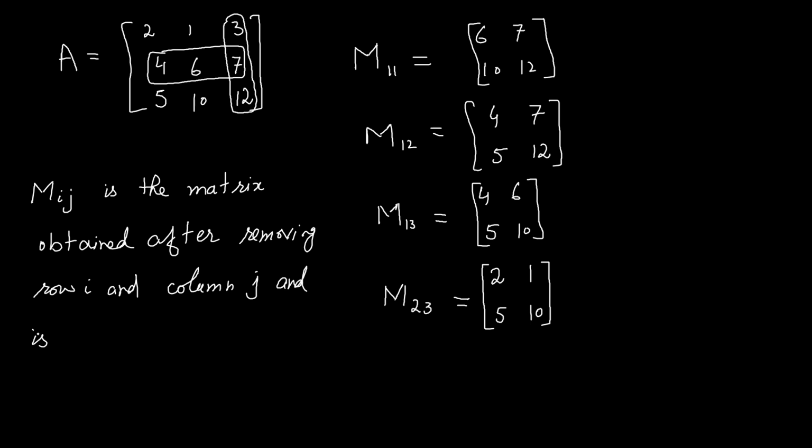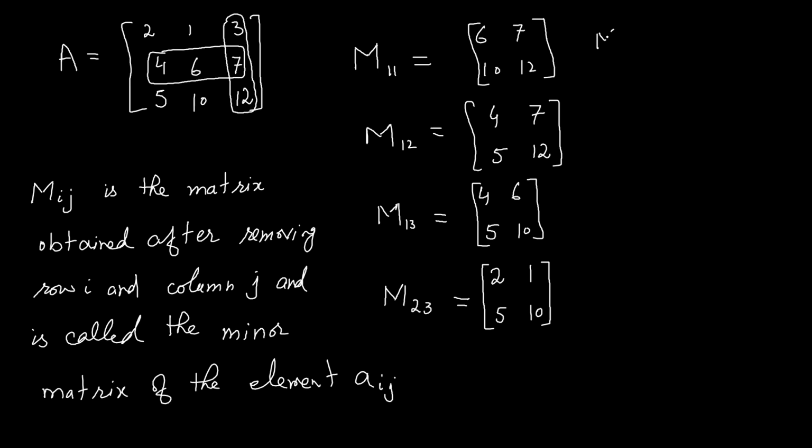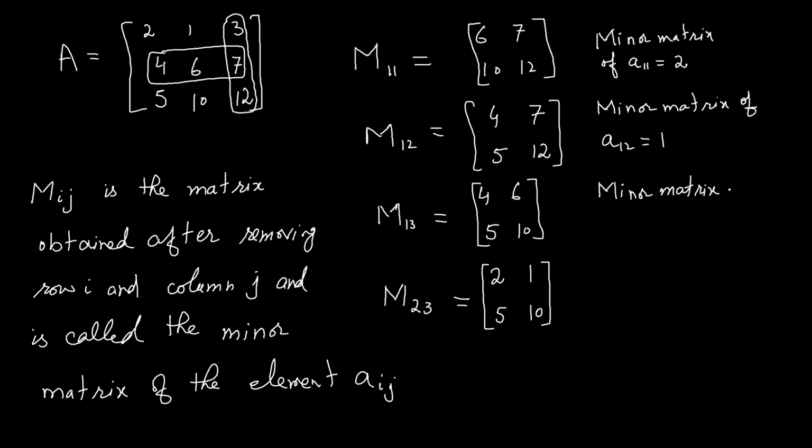It is called the minor matrix of the element Aij. So this is the minor matrix of the element 2, this is the minor matrix of the element 1, this is the minor matrix of the element 3, and so on. This is the minor matrix of the element 7. In general, there are as many minor matrices as the number of elements of the matrix A.